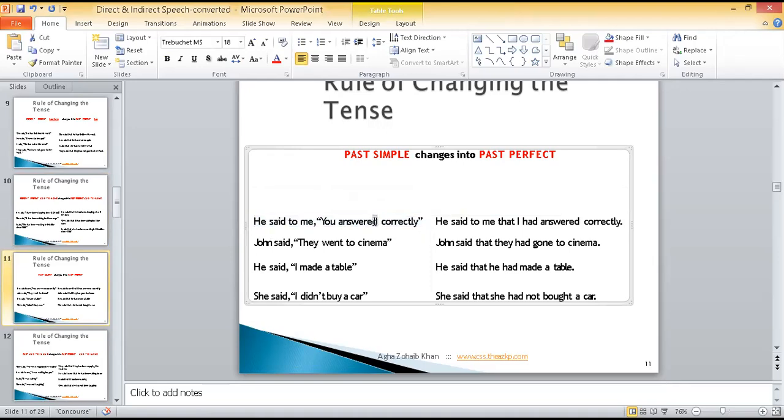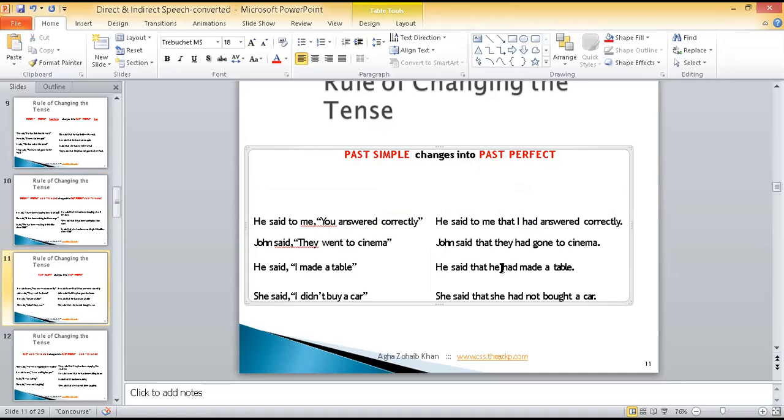If it would have been "you answer correctly, that okay ma'am, this is present," I'm going to change it to "you answered." Now this is already an answered. What I have to do, you have to add had. Simple past changes into past perfect. They went, it should have been go. If it would have been go, it would have changed into went. But now it is went, so I have to change it into had gone.